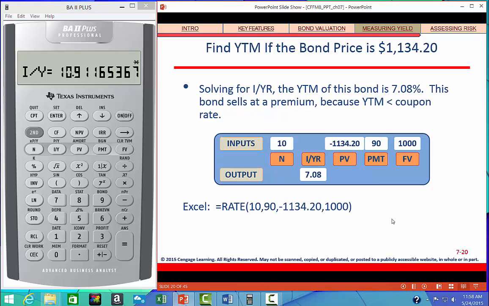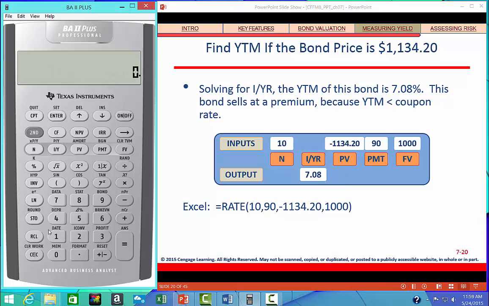And then the other question is, what if we found the yield to maturity if the bond price was $1,134? So now we're finding the yield to maturity for a premium bond. And you see that the answer that we'll get is 7.08%. And this is selling at a premium now because interest rates have gone down. If you had the bond, you were getting 9% interest, and now if you're in the market trying to find a bond, you can only get 7% interest. So this bond is more expensive to purchase.